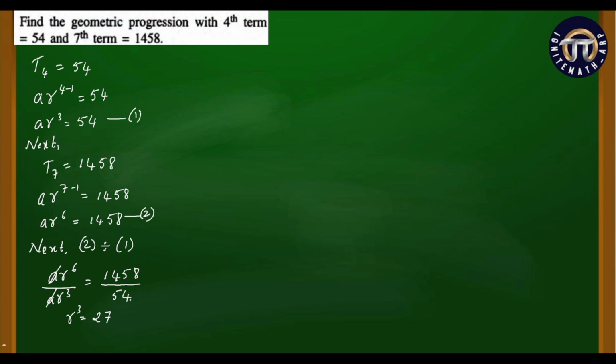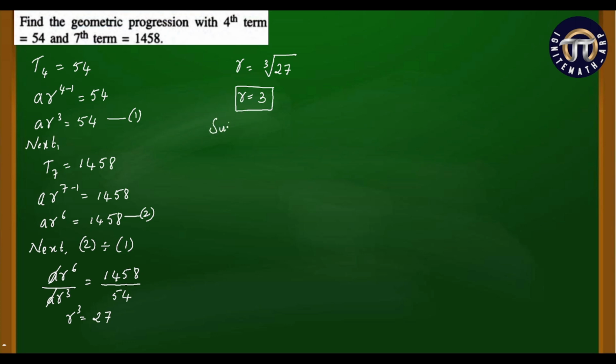Okay, 1458 divided by 54 gives you 27. So R is equal to cube root of 27. R is equal to 3, I get. So what am I supposed to find out now? I'm supposed to find out A, because you're asked to find out the geometric progression. To find out the geometric progression, I require R as well as A.